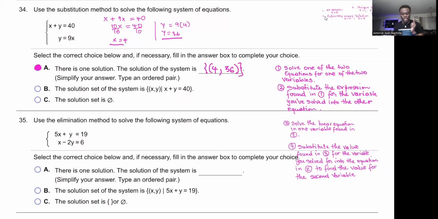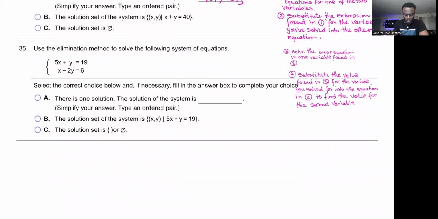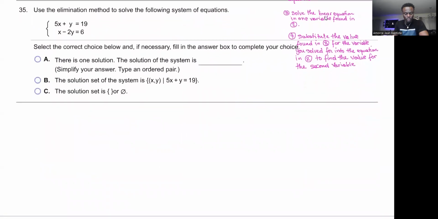Okay, so now let's go to the next problem, number 35. It says that we need to solve by elimination. Solving by elimination, we must eliminate one variable. That's why it's called elimination. In order to eliminate, we need to pick which variable we want to eliminate. We can decide whichever variable we want to eliminate.